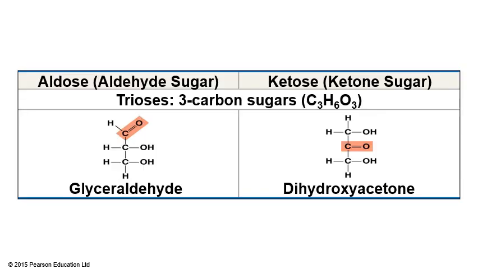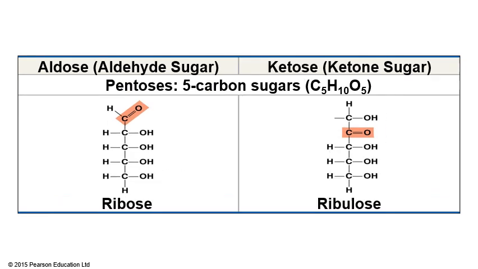And monosaccharide sugars can be classified by their number of carbons. Sometimes we call them trioses, three carbon sugars. C3H6O3: glyceraldehyde, dihydroxyacetone. Oh, you don't have to memorize all those sugar names. You don't need to. This one shows pentose sugar, 5 carbon sugar, C5H10O5. For the aldose, we can see ribose sugar. And for the ketose, we can see ribulose sugar.